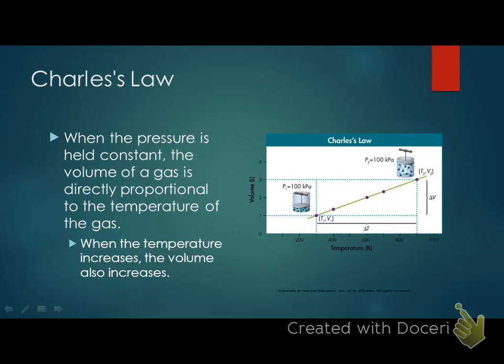Next, we come to Jacques Charles, a Frenchman. After his studies, Charles found out that when the pressure is held constant, the volume of a gas is directly proportional to the temperature of the gas. What's a nice way to say it? If we leave the pressure where it is and raise the temperature, the volume's going to go up. We don't have to worry about any other situations going on with that. If the temperature increases, the volume increases. Lower the temperature, the volume is going to decrease as well.